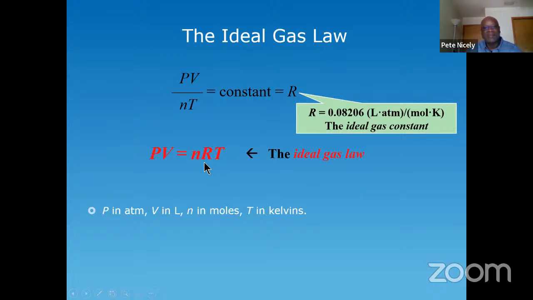R is a constant, as I said before, and the value of R actually depends on the units associated with the pressure, volume, and temperature, and the number of moles. So if the pressure is in atmospheres, and the volume is in liters, and of course, n would be moles, and the temperature is in Kelvin, then the value of R is what you have right here. R is equal to 0.08206 liters atmospheres per mole Kelvin.